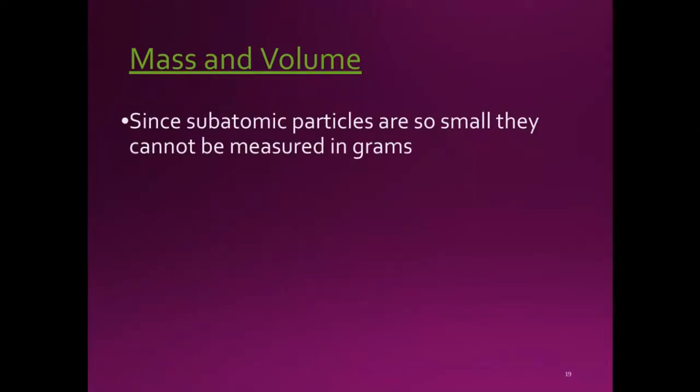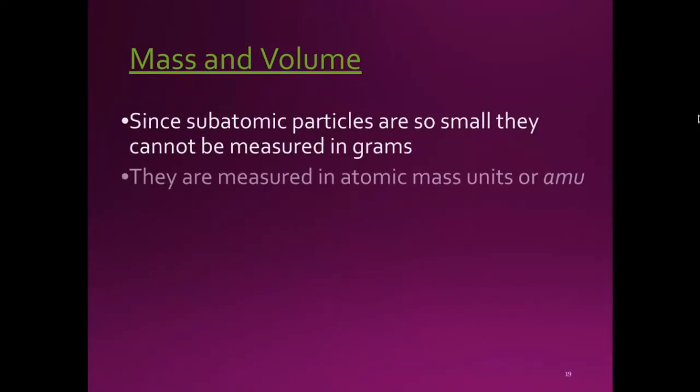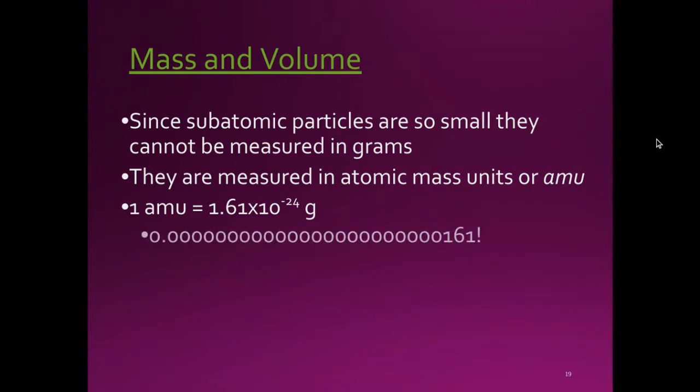Since subatomic particles are so small, they can't be measured in grams or even micrograms. They are measured in what we call atomic mass units, or AMU. 1 AMU is equal to 1.61 times 10 to the negative 24 grams. So if you remember when we learned about scientific notation, that negative 24 means that this is a very, very small number. It looks like this. So again, we use scientific notation to get rid of those zeros to make this a little more manageable.